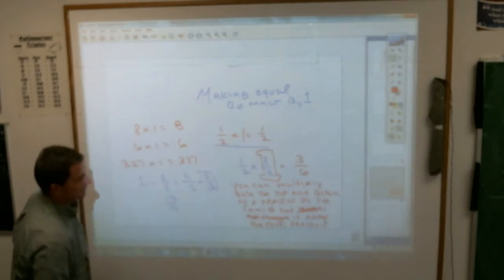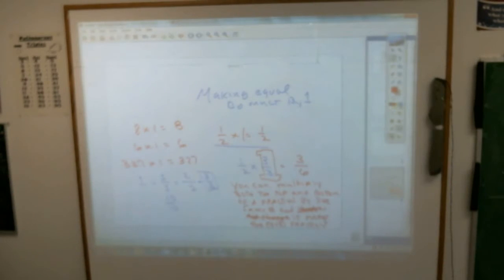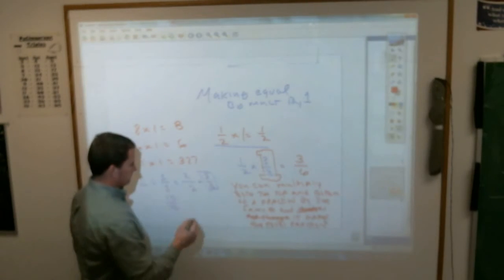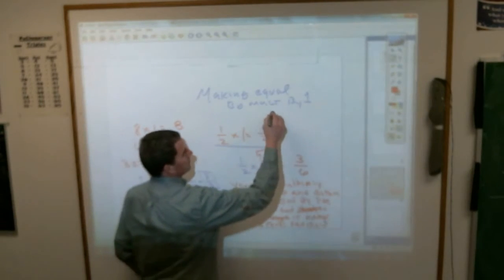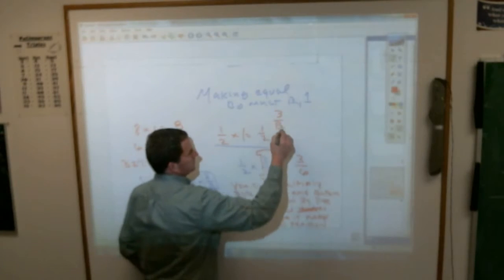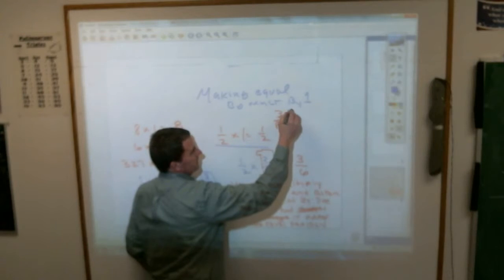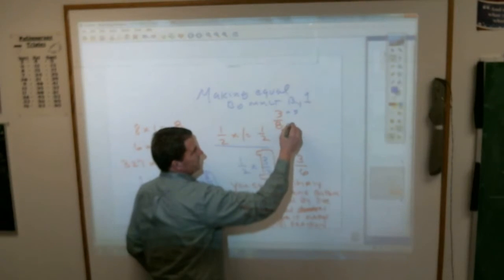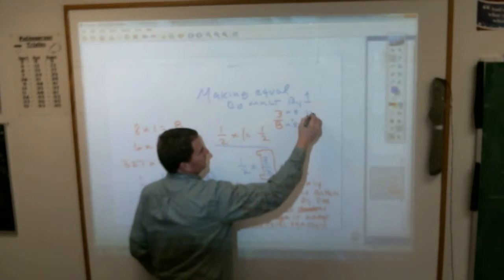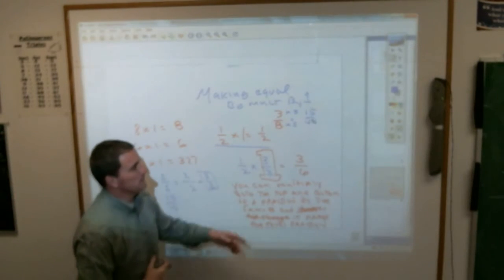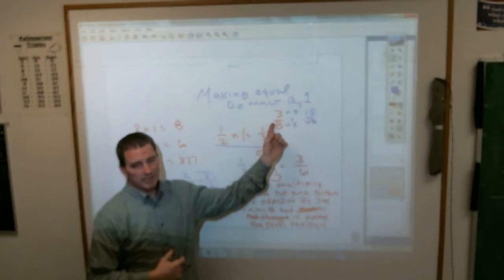We'll do some more of it. As long as you multiply the top and the bottom of a fraction by the same number, you are going to get an equal fraction. So let's say I have 3/8. If I multiply the 3 by 5 and the 8 by 5 as well, I get 15/40. That fraction means the same thing as 3/8.